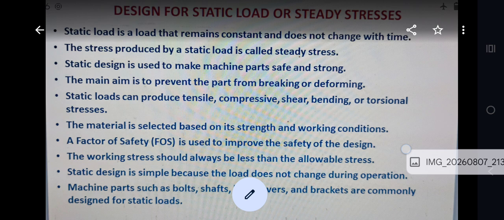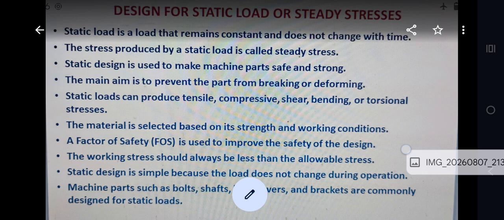Therefore, the design is acceptable based on this criteria. Whether you design any shaft or some other product, the working stress should always be less than the allowable stress. Then the shaft or any component can be safe.